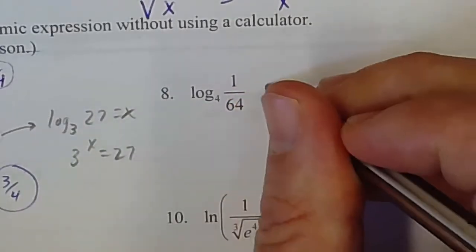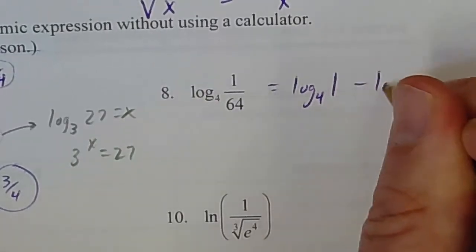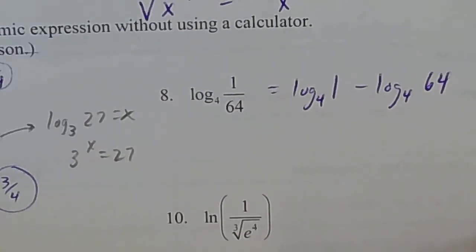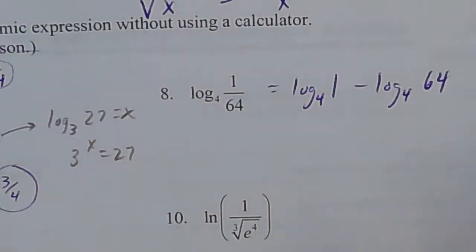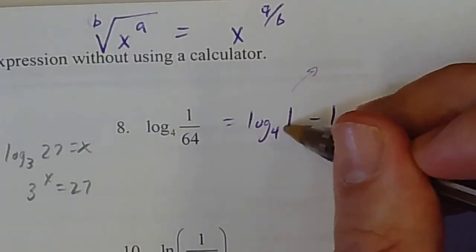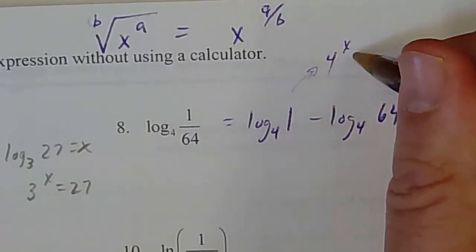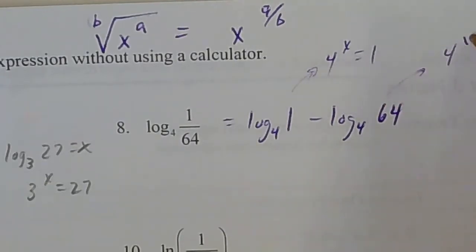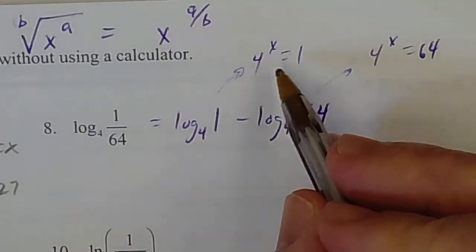Quotient property, u over v. So we can do log base 4 of 1 minus log base 4 of 64. Okay, and then both of these are, maybe you already see the answer. I don't know, but now you're kind of asking yourself, all right, since I don't have any variables in these two spots, maybe I can evaluate this and say 4 to the what power is 1. And for this one, I'm trying to figure out 4 to the what is 64. I can evaluate both of these.